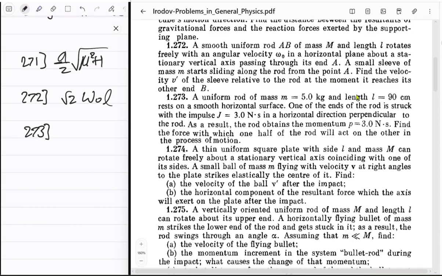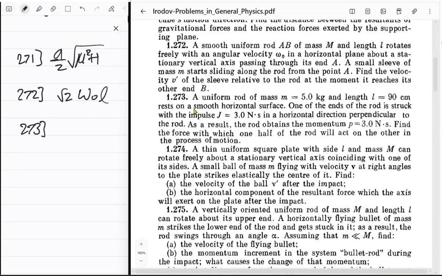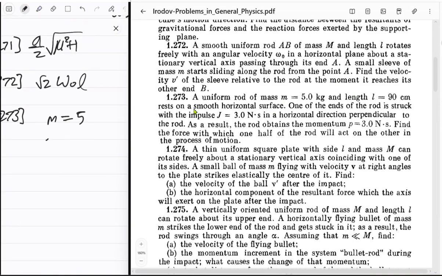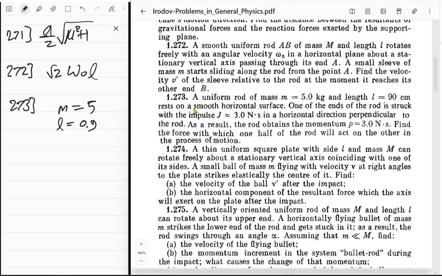A uniform rod of mass m and length L rests on a smooth horizontal surface. So mass is 5, length is 0.9. One of the ends of the rod is struck with an impulse in the horizontal direction perpendicular to the rod.